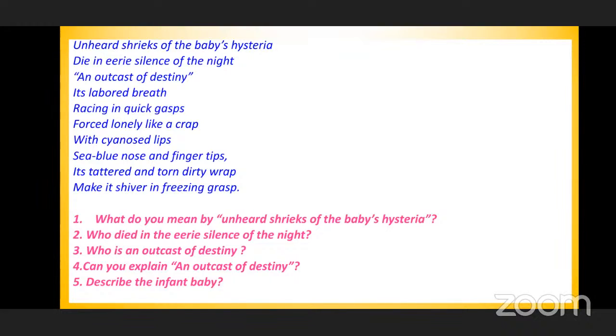Dear students, now we are applying the same technique, the 3 R's technique: read, reflect, recall. These 3 words are very important. They are going to be the Bible for you when you deal with reading comprehension. Dear students, I am sure you are all following this technique. So, what do you mean by "unheard shrieks of the baby's hysteria"? What do you mean by this expression?